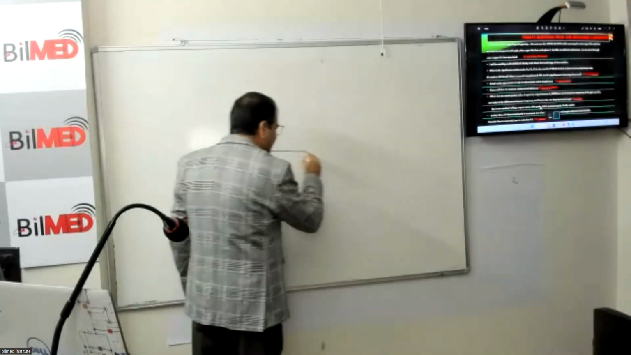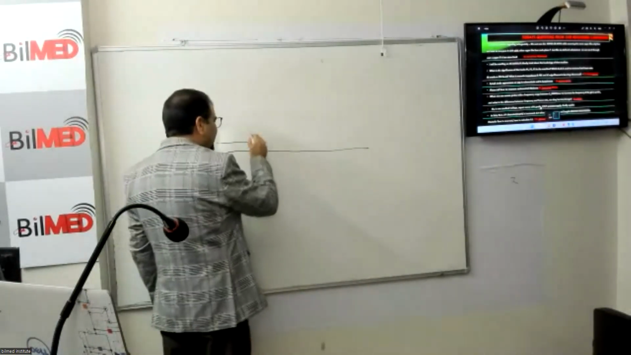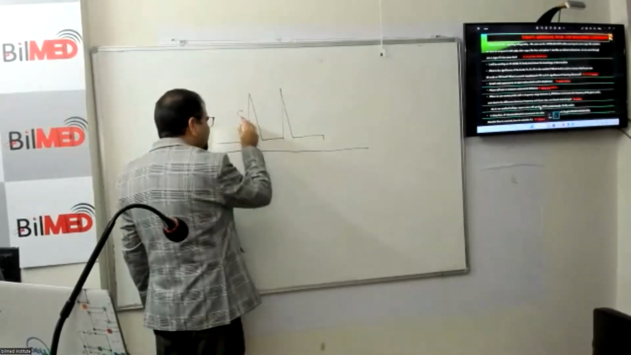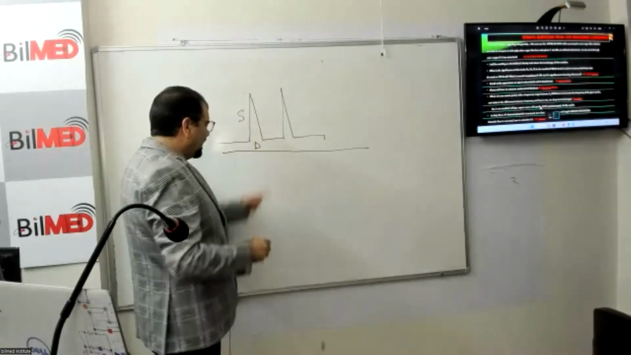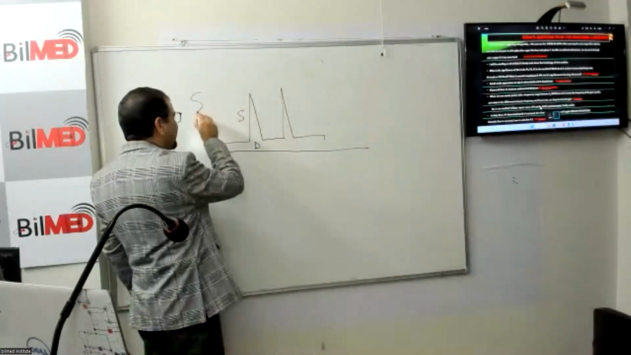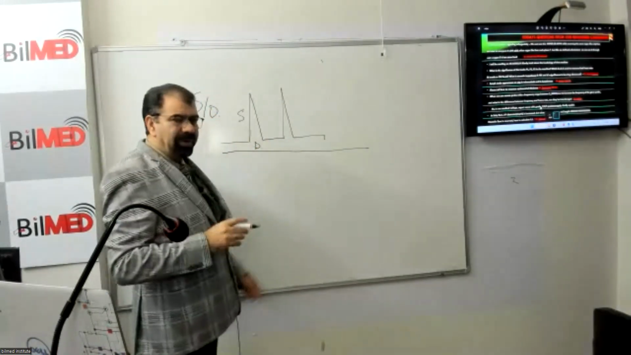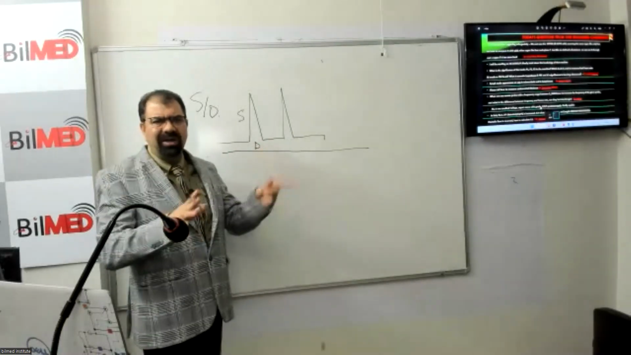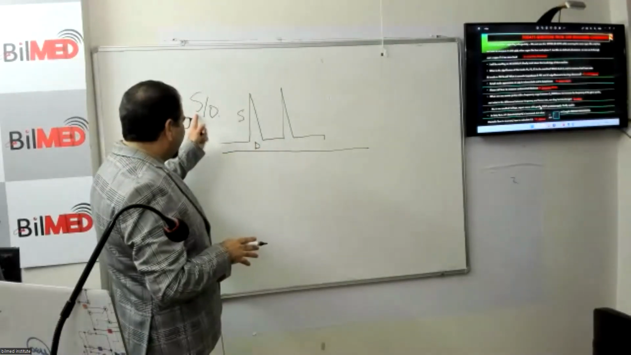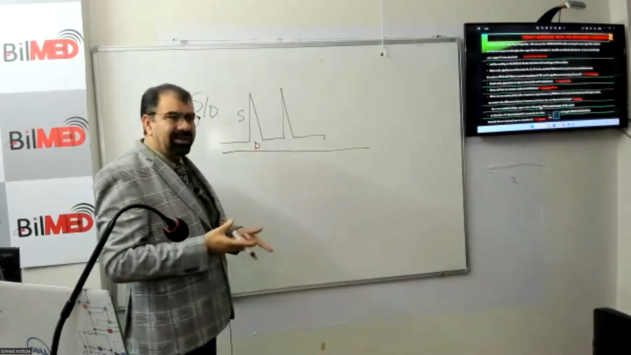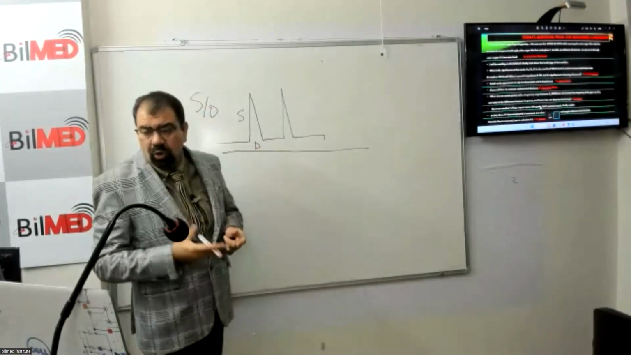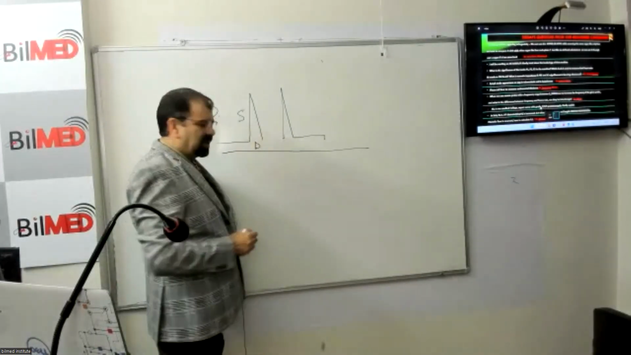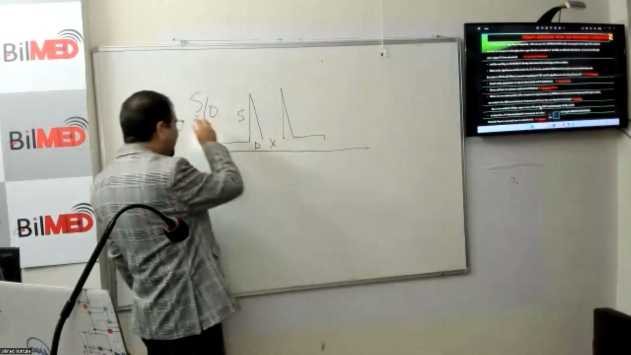The point here is that I have a baseline. When I say an S by D ratio, this is S and this is D. When there is diastolic flow, only then can I calculate the S by D ratio. I'm repeating, those who have not taken color Doppler yet will not understand this; those who have completed it will. So when I say S by D ratio, the D has to be there. But what if the D is absent? There is no D. Can I take S by D ratio?